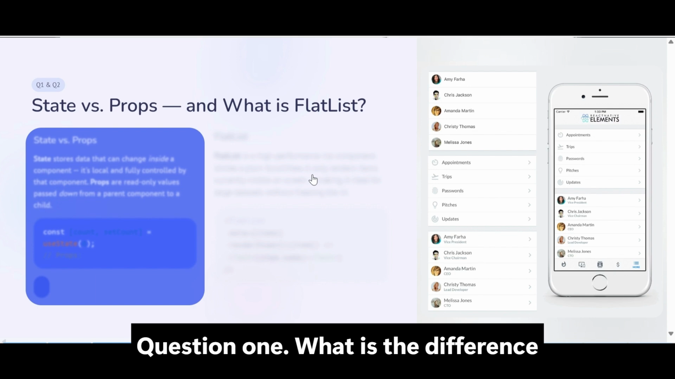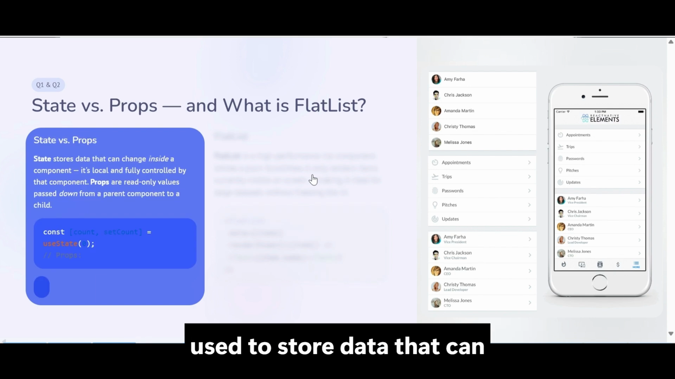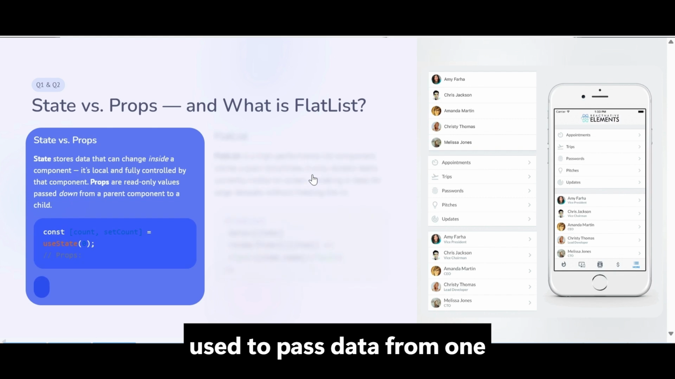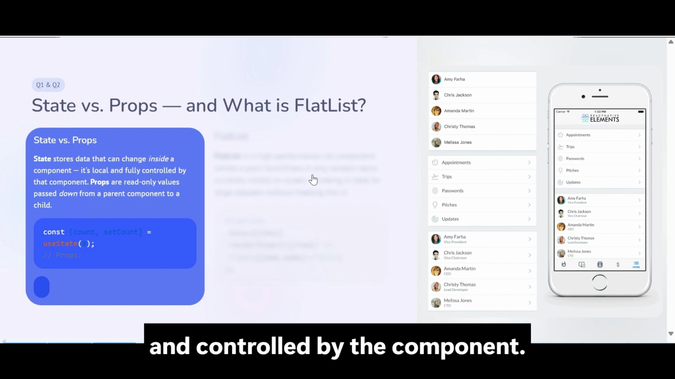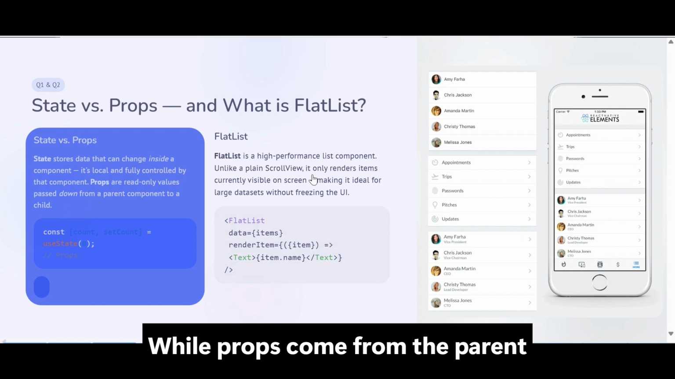Question 1. What is the difference between state and props? State is used to store data that can change inside a component. Props are used to pass data from one component to another. In simple words, state is local and controlled by the component, while props come from the parent component.